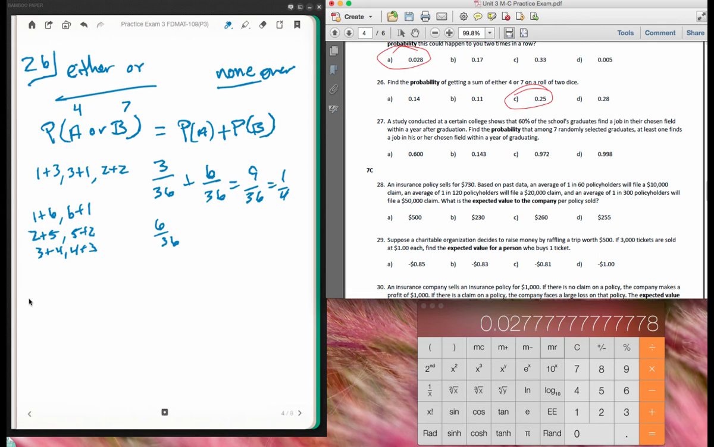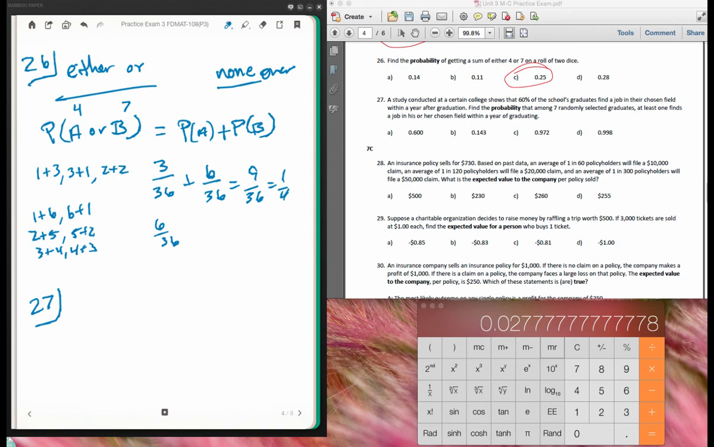Let's move on to 27. A study conducted at a certain college showed that 60% of the school's graduates find a job in the chosen field within a year after graduation. Find the probability that among 7 randomly selected graduates, at least 1 finds a job in his field. So this is not "and" or either-or, but is "at least 1". So we're going to use that formula.